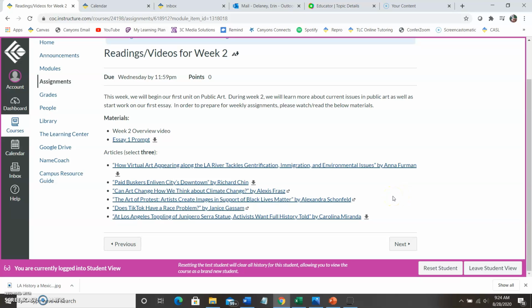To help give you an overview about the different articles and about public art, I've asked you to pick 3. So it's totally up to you. Take a look at the different titles. I think all of their titles are fairly straightforward. Decide which 3 of those are the most interesting to you and read through those.